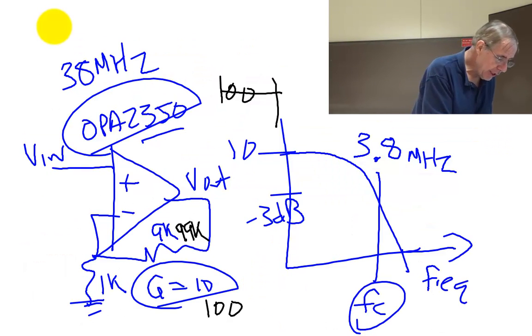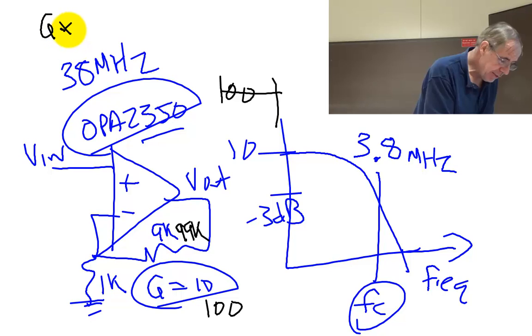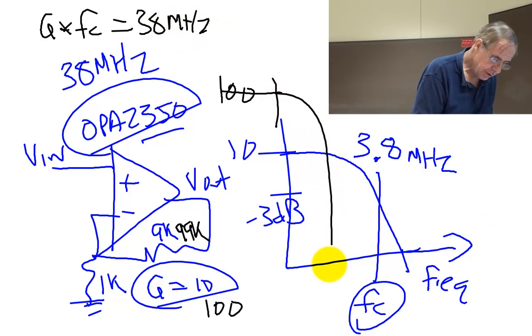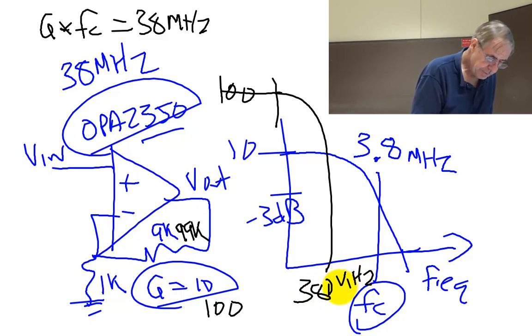So the rule is the gain times the bandwidth, FC, of the circuit is equal to 38 megahertz. That's the rule. So this is going to drop down to 380 kilohertz. Okay.